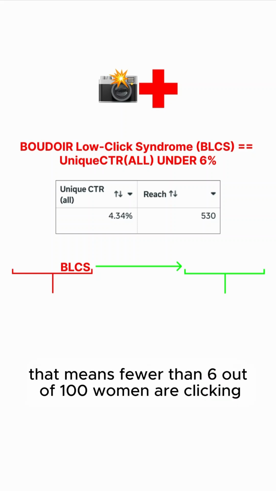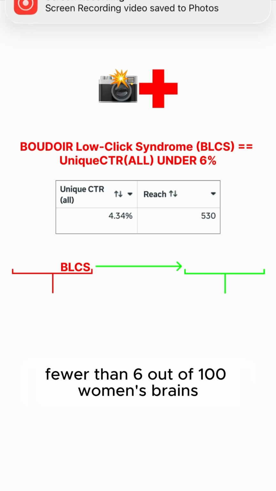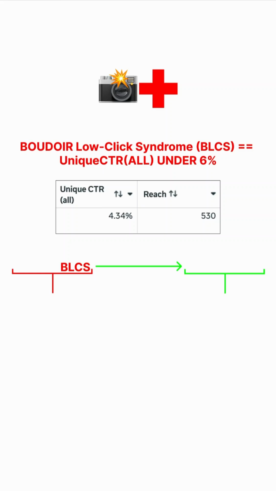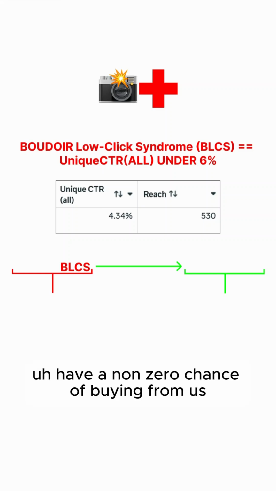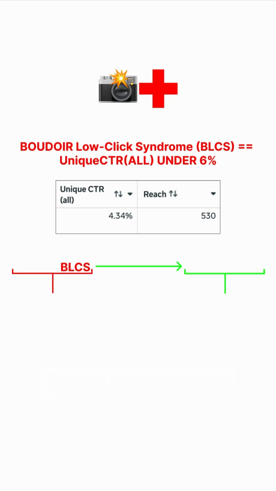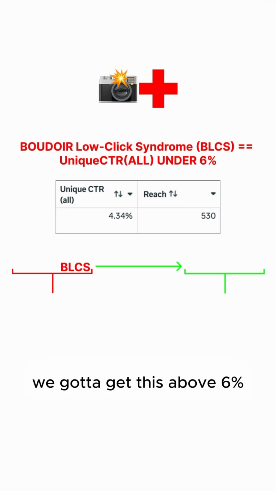That means fewer than 6 out of 100 women are clicking somewhere on our ad, which means our ad is entering fewer than 6 out of 100 women's brains, which means fewer than 6 out of 100 women actually have a non-zero chance of buying from us. We're wasting a bunch of money if those are our metrics. So we gotta get this above 6%, the minimum.